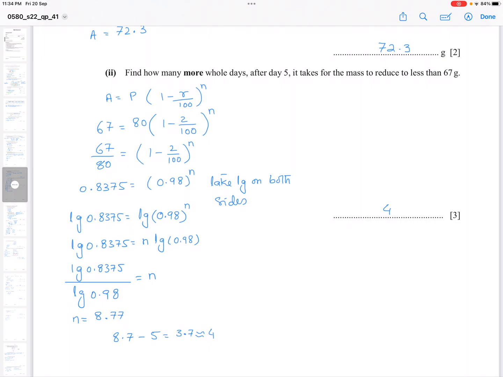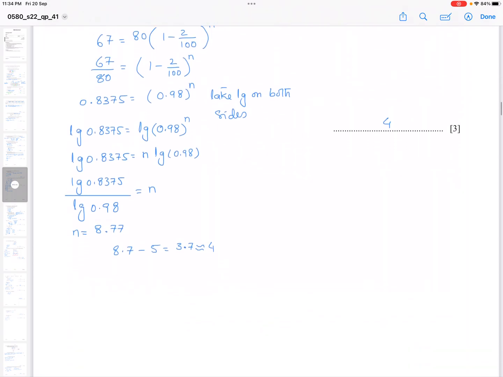Now make n the subject. So log 0.8375 would be divided by log 0.98. So n is equal to 8.77. So you subtract 5 from 8.77, that is 3.7, which is approximately 4. So this would be your answer.